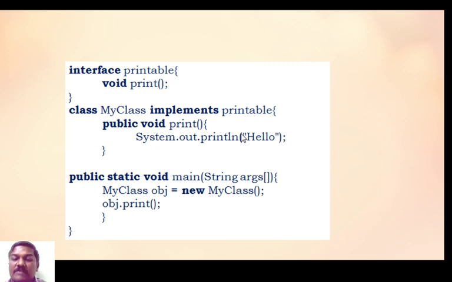See, interface Printable, that is the interface name. Within that interface I have declared a method called print. In the print, it should not contain any coding part, only the declaration has to be present. So how can we implement the method print? By using the inheritance concept.